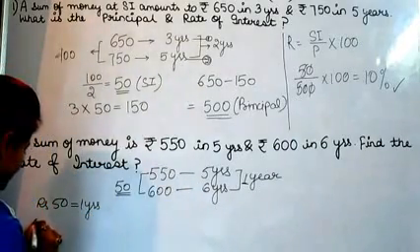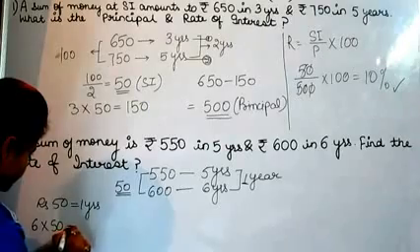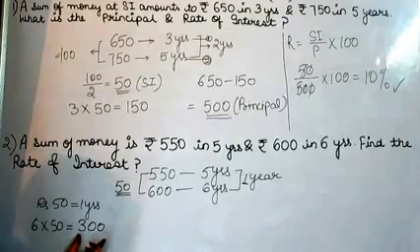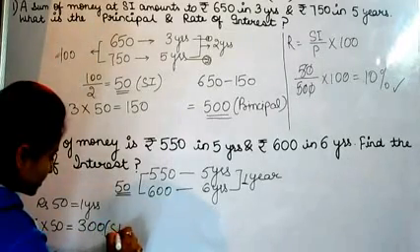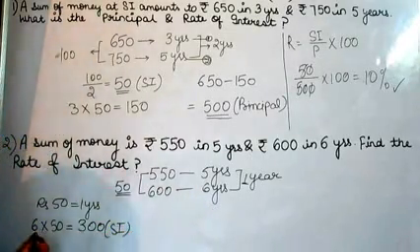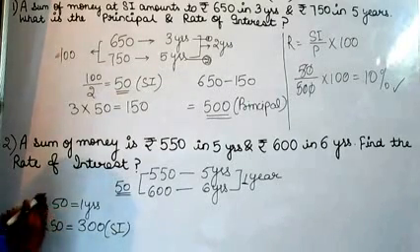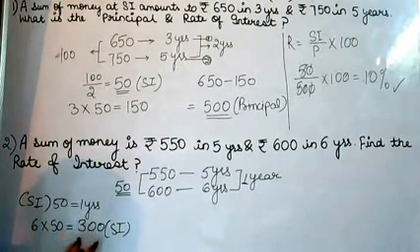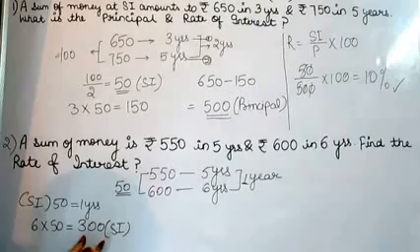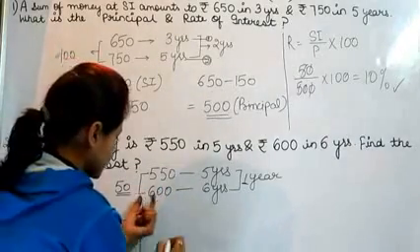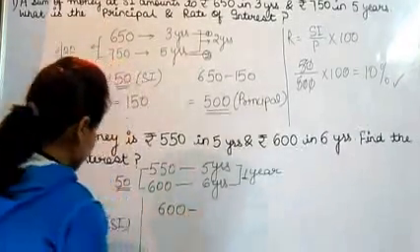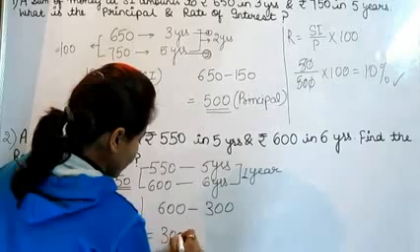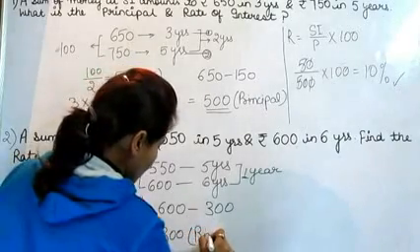So for 6 years it would be 300, right? So this is the simple interest for 6 years, right? This is the simple interest for 1 year. So simple interest for 6 years is 300 rupees. And this value minus the simple interest, and we get the principal. Principal is 300 rupees.